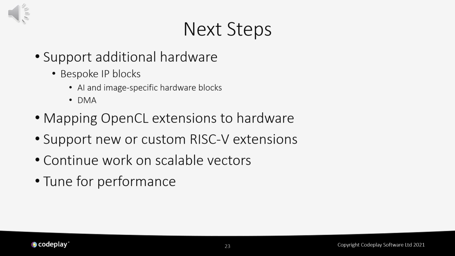Looking forward, we want to support additional hardware with bespoke IP blocks such as AI and image-specific hardware blocks or DMA. We want to map OpenCL extensions to hardware. Some may be to help supporting specific features such as DMA. We want to support new or custom RISC-V extensions as needed for new customers. We'll continue to work on the scalable vectors to make this vector extension as efficient as possible. And finally, we will tune for performance. This will vary from chip to chip, but we should be able to do some generic optimization work.